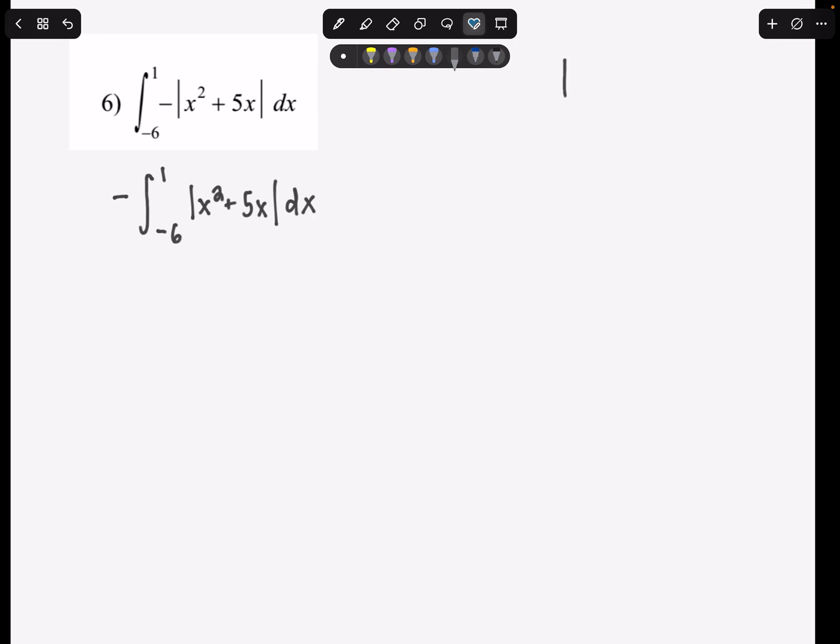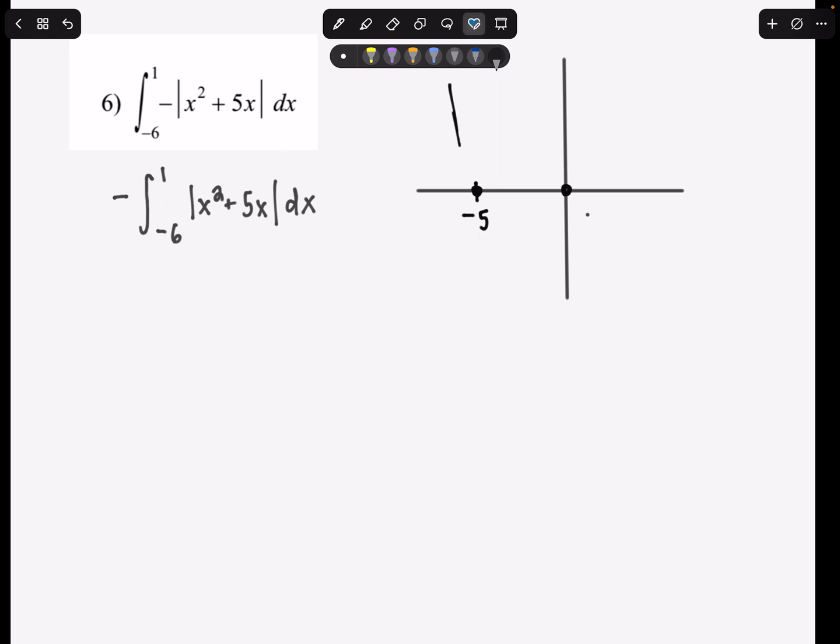You can use your graphing calculator. I'm going to tell you how to get an idea of what this looks like without using a calculator, but feel free to use your graphing calculator. This quadratic is going to have x-intercepts at x equals 0 and x equals -5.